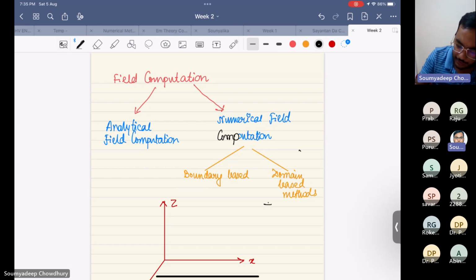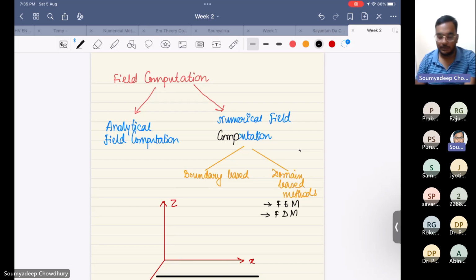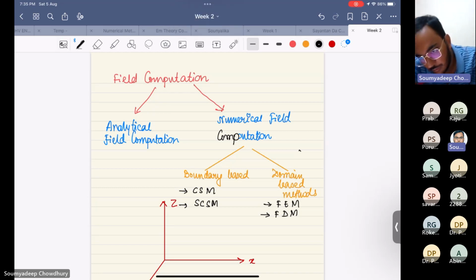In domain based, we have FEM, that is finite element method. Then we have another method which is known as finite difference method. And in boundary based, there are many other methods. I'll not explain all. We have charge simulation method and surface charge simulation method. Probably in lecture 7 of the course, you will have encountered the surface charge simulation method, where the professor presented some results pertaining to field computation within an insulator and explained the different results.